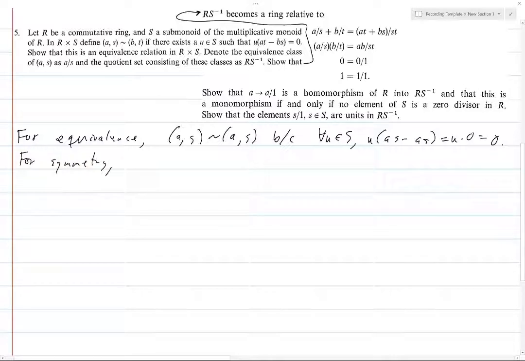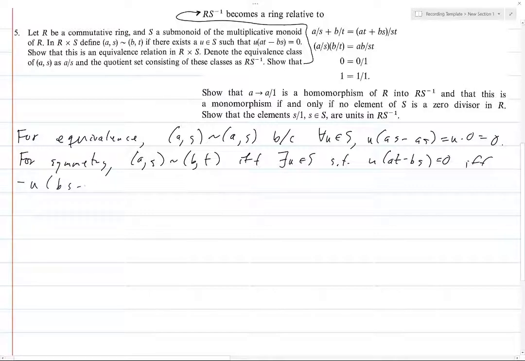For symmetry, AS is equivalent to BT if and only if there is some U in S such that U times (AT minus BS) equals 0. As you can see, this stuff for checking equivalence is not super exciting. But this is 0, you just bring the minus out, and this is if and only if BT is equivalent to AS.